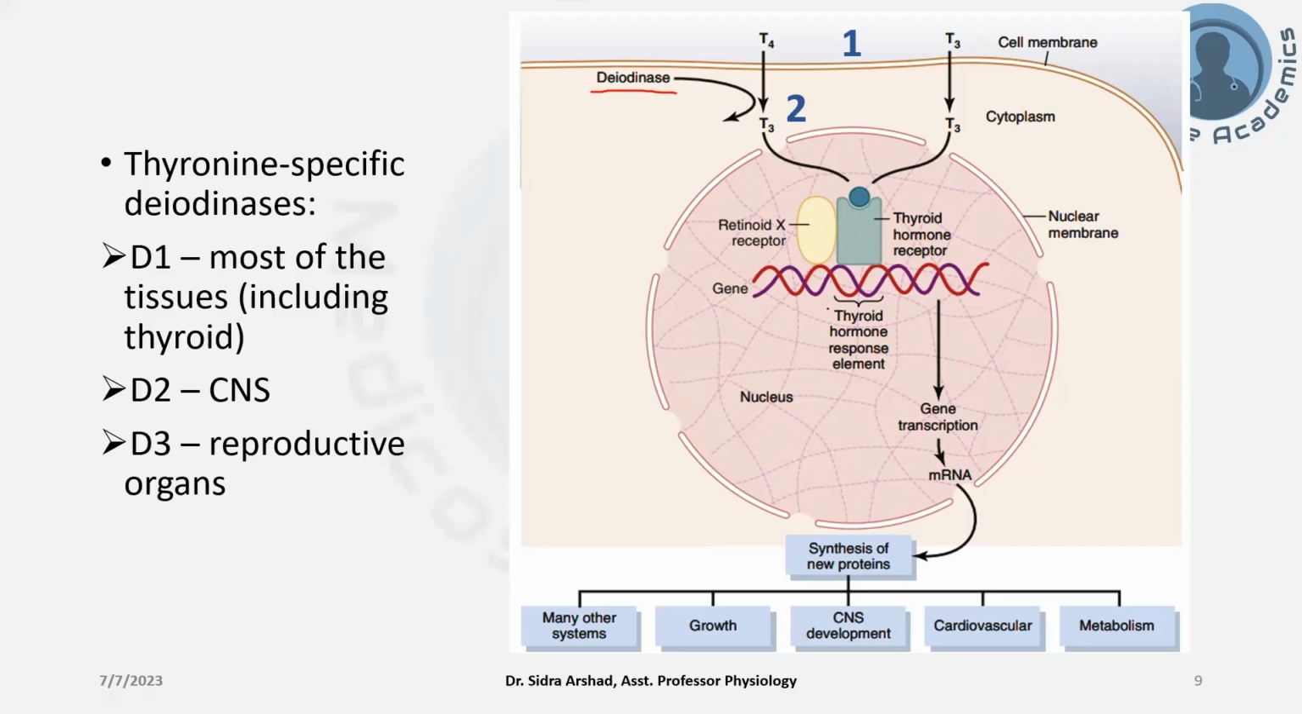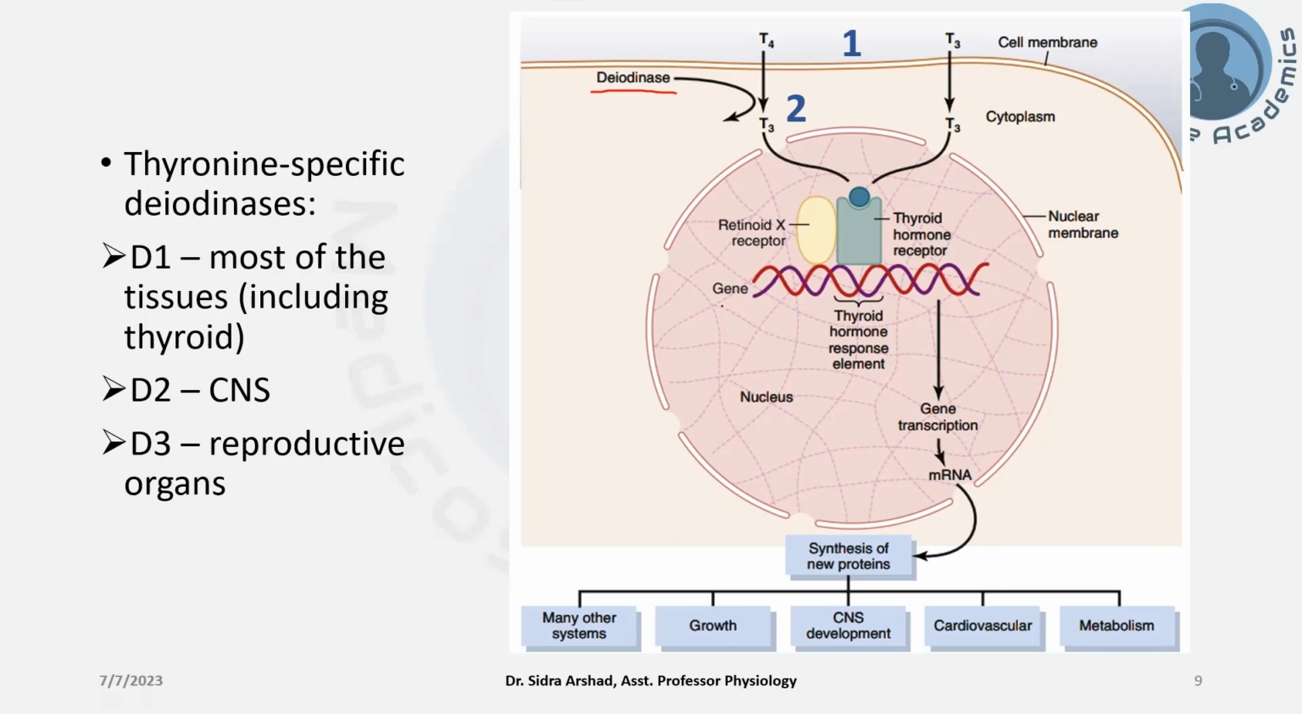sequence. What does it do? It activates the gene transcription. Multiple proteins are then synthesized, and the synthesis of these proteins is going to affect many systems of the body, which include growth, CNS development, cardiovascular, and metabolic systems.